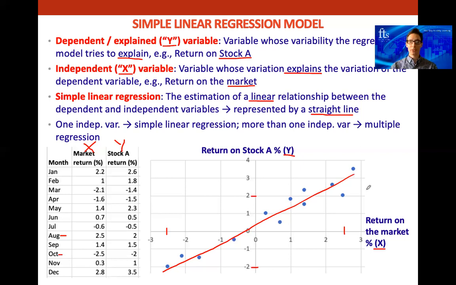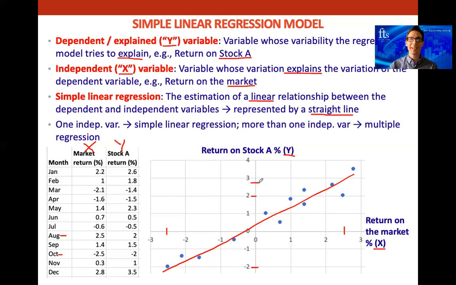So what I want us to do is just focus on August again. Let's recap. In August, the market did 2.5% there, and stock A did 2% over there. Now, what we can see is that this straight line, or so-called straight line, is our regression line. What is this straight line estimating that stock A is going to do if the return on the market is 2.5%? All we need to do is go up to the red line. If the market has 2.5%, the red line is estimating that stock A is going to do 2.8%.